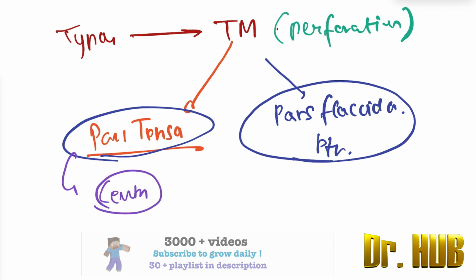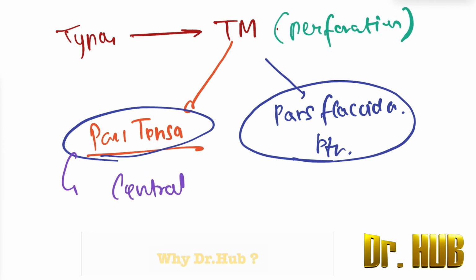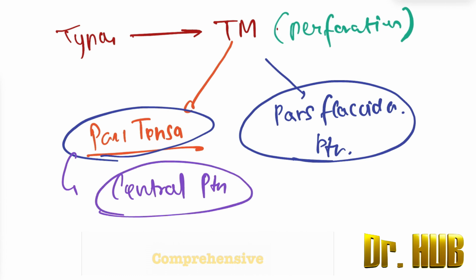There is something known as a central perforation. Let's write it down. Central perforation. The central perforation has various subheadings. There is small. What is small? Small means it involves only one quadrant.